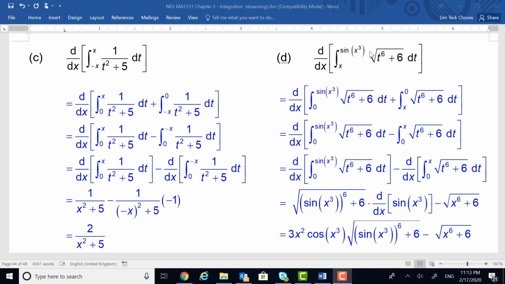Likewise, in part D, you can break this integration into two parts: x to 0 and 0 to sine x cubed. And once again, you can change the limits. And now once you've done the change, you can differentiate this one by replacing t with sine x cubed, and then you introduce the differentiation of sine x cubed here. And this one just replace the t with x, and this is your final answer.